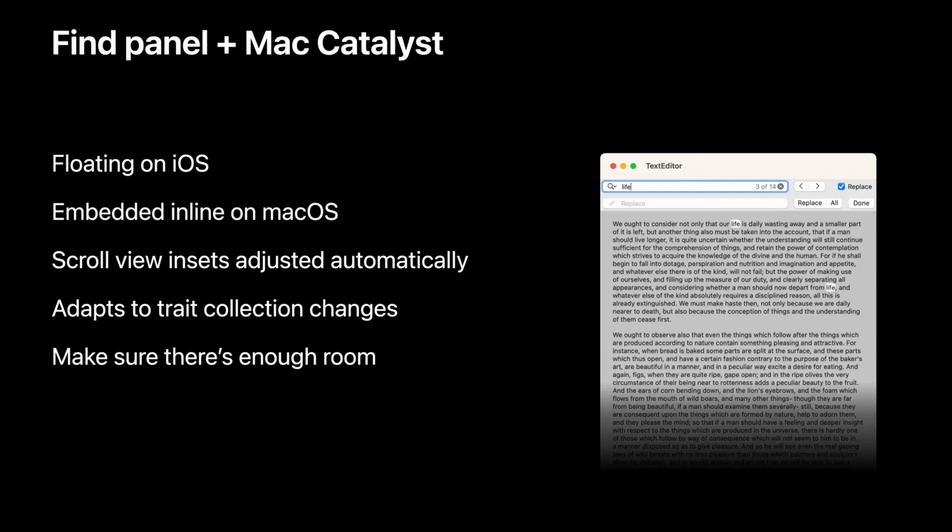When running on a Mac, there's a couple other things to keep in mind. For instance, on iOS, the Find panel is presented as part of the software keyboard or shortcut bar. On the Mac, we'll display it in line with your content. If you're installing the Find interaction on a scroll view, we'll automatically adjust the content insets to accommodate the Find panel and adapt to trait collection changes automatically. You should otherwise make sure that there's enough room to host the Find panel in your UI on macOS.